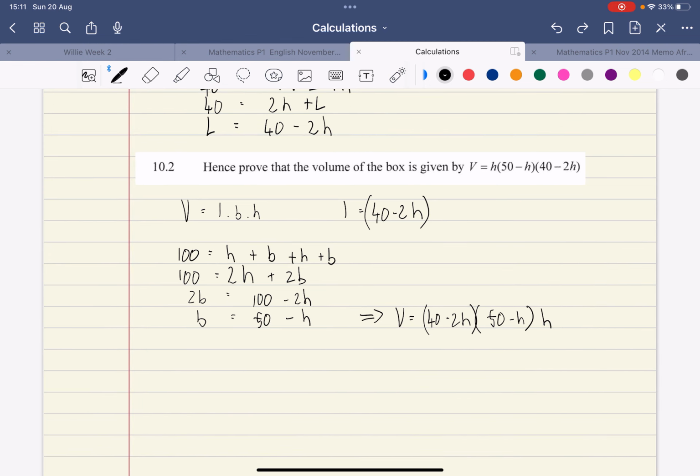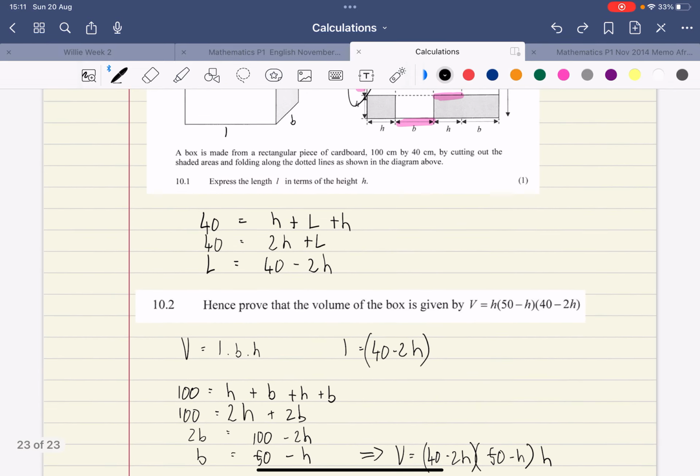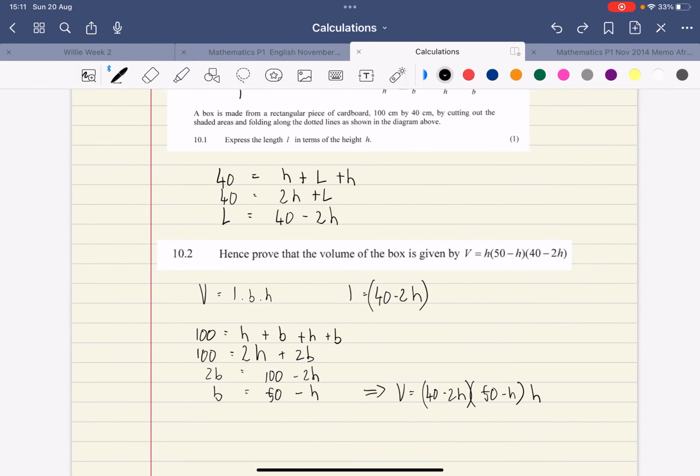Just expressing an expression or equation in terms of one variable that solves something. In this case, it would be the volume of the box. Not too difficult, but you just have to wrap your head around the visualization. And that is the problem solved.